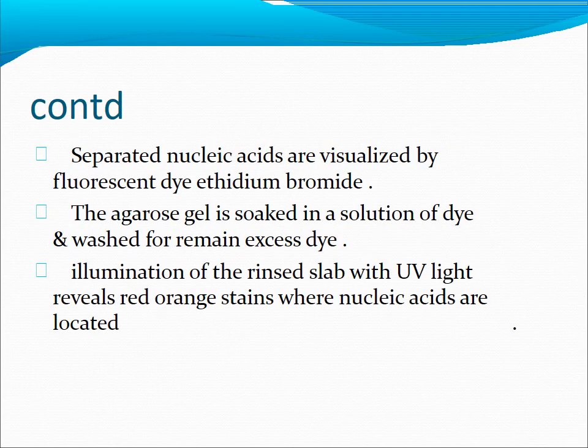Separated nucleic acids are visualized by a fluorescent dye, that is ethidium bromide. The agarose gel is soaked in a solution of the dye and then rinsed to remove excess dye. Illumination of the rinsed slab with UV light reveals red-orange stains where nucleic acids are located.